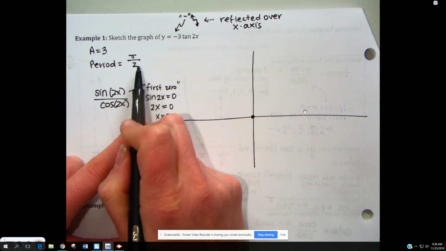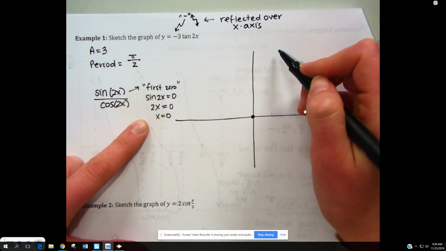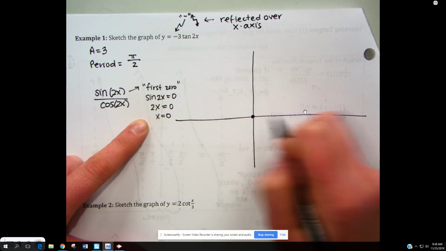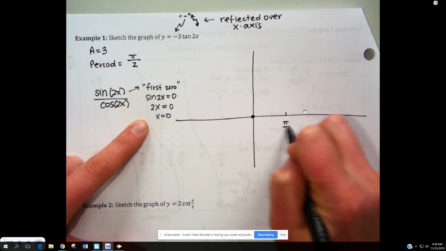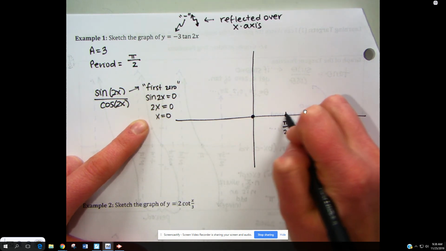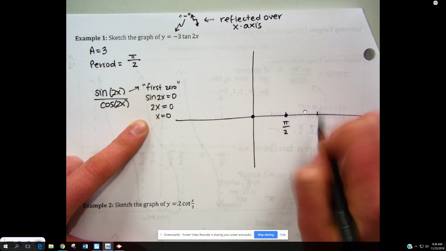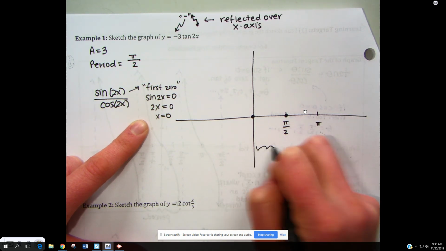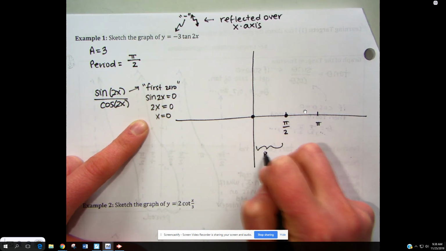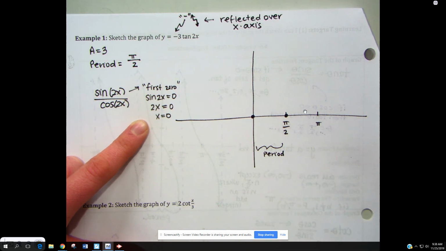The period is pi over 2, so I'm going to repeat that pattern over and over. That means that the next 0 should be exactly pi over 2 away. And the 0 after that would be another pi over 2, right? The distance between my zeros should be a period apart.